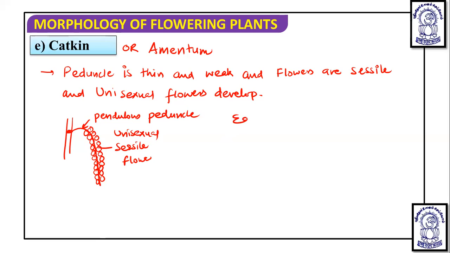And this catkin is seen in case of mulberry. So in mulberry fruit, you will see this type of arrangement. That is due to the catkin inflorescence, which is also known as shahtoot. Okay, that is catkin.